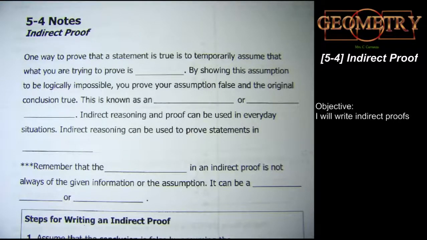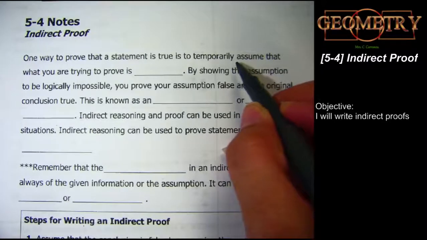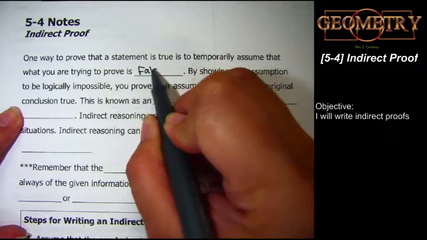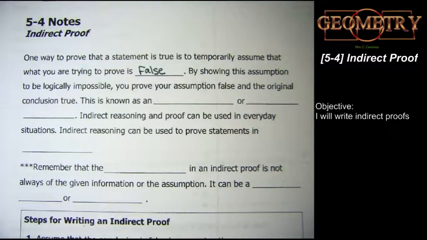Now we're going to go the opposite direction. We're going to do the indirect proof. The indirect proof is going to feel very much like we're going backwards. Instead of starting with the given, we're going to start with the conclusion. But we're not just going to grab the conclusion as it is. We're going to temporarily assume that that conclusion, the thing we want to prove, is false. And then we're going to go through and show that that assumption is completely wrong. And the moment we can show that that assumption is completely wrong, we've proven that the original conclusion, the one we started with, was true.